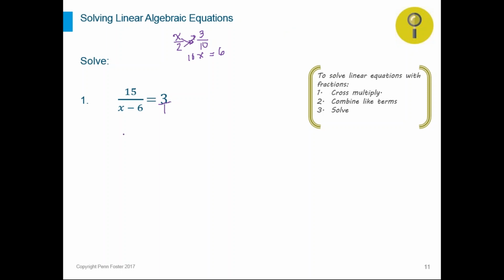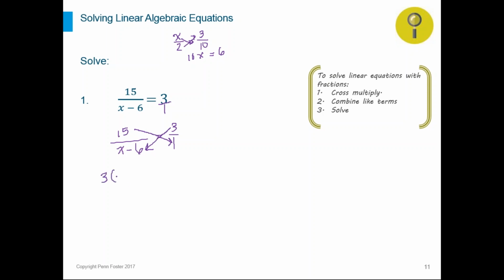So if I'm going to rewrite my equation as 15 over x minus 6 equals 3 over 1, I did not change anything. Now, cross multiply. So multiply the top with the bottom and the top times the bottom. Now, we need to do it this way. 3 times x minus 6. I'm going to write it out like this.